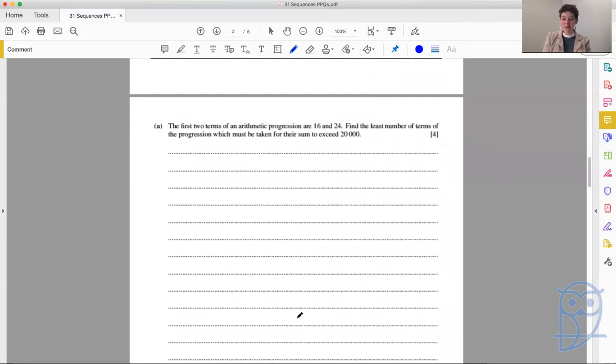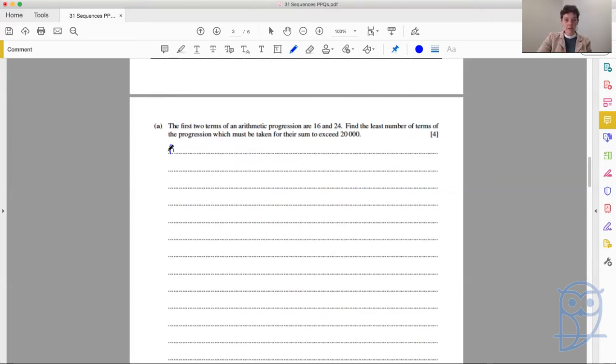So from a GP to an AP, we've got to treat them both equally. The first two terms of an arithmetic progression are 16 and 24. Find the least number of terms of the progression which must be taken for their sum to exceed 20,000. So not your usual type of question, but you can apply that same process of summarizing and building equations.